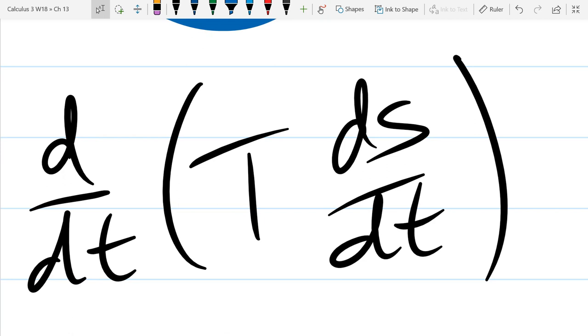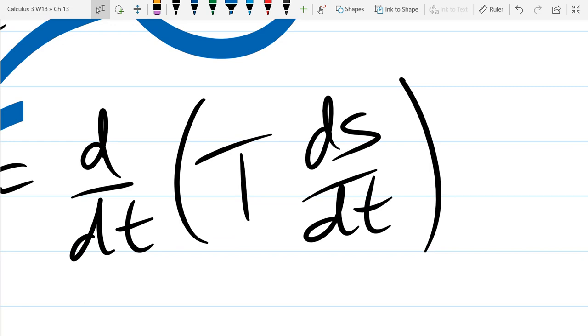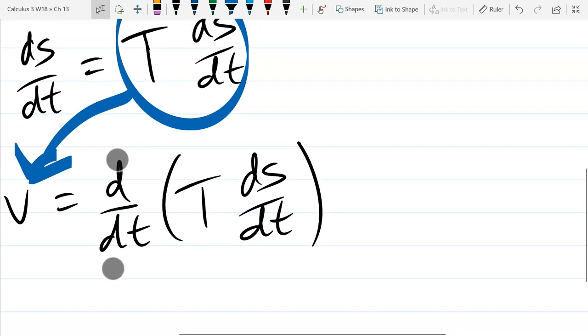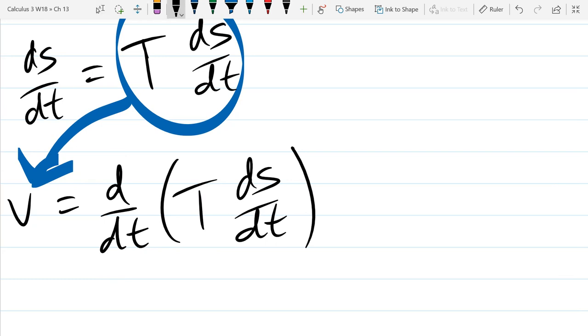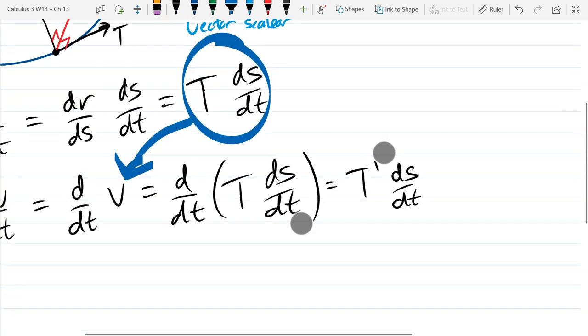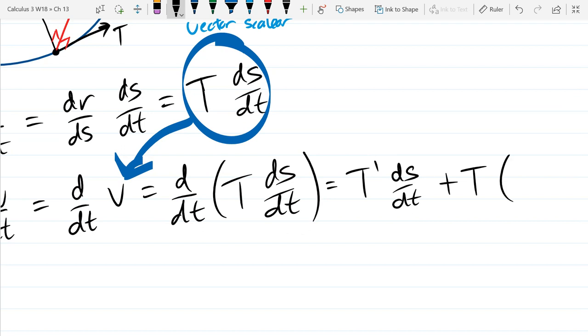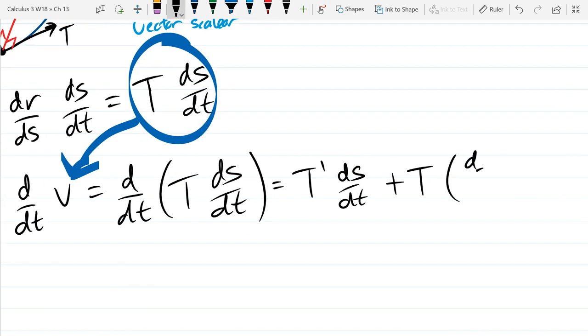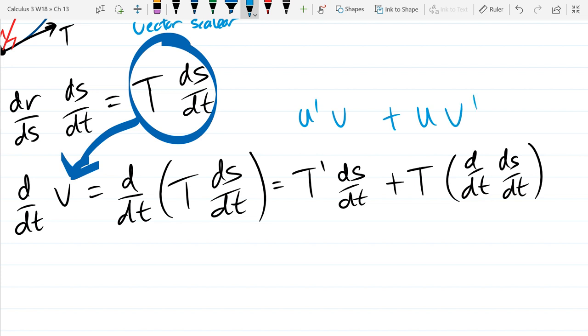The derivative of a vector times a scalar. So we're going to use a product rule. This is a scalar product rule. Good news is it's going to look just like the product rule you're thinking of. So it's T prime times regular ds/dt, plus regular T times d/dt of ds/dt. So this is basically u prime v plus u v prime. That's all I did right there. One's a scalar, one's a vector. Good news is the product rule works just like it normally does.